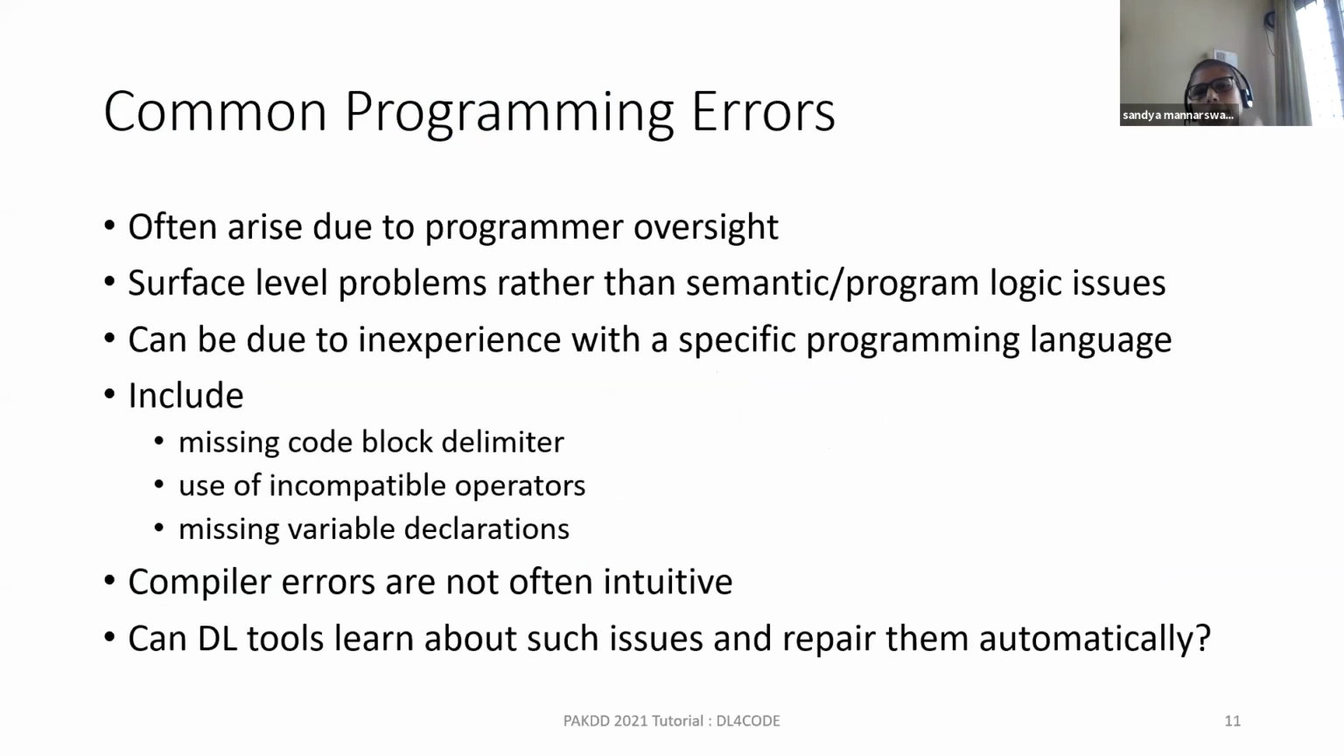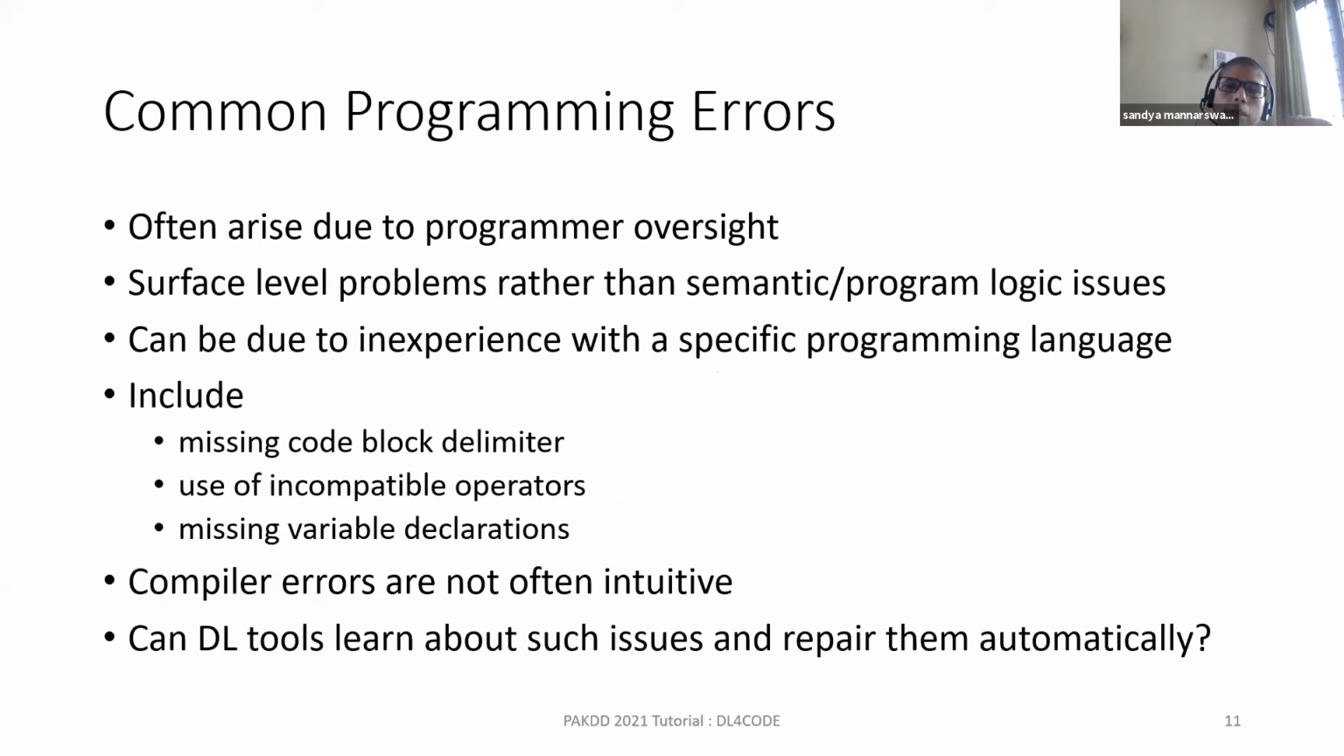When you think about it, bugs can be of different categories, and not all bugs are easy to fix automatically. For instance, if there is an underlying bug in the semantics or program logic, rather than a surface level problem, it's going to be a lot harder to fix automatically compared to a surface level issue.